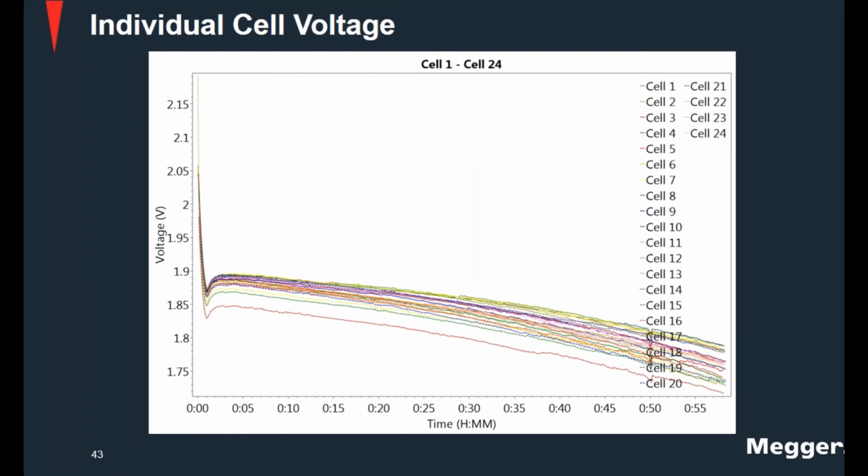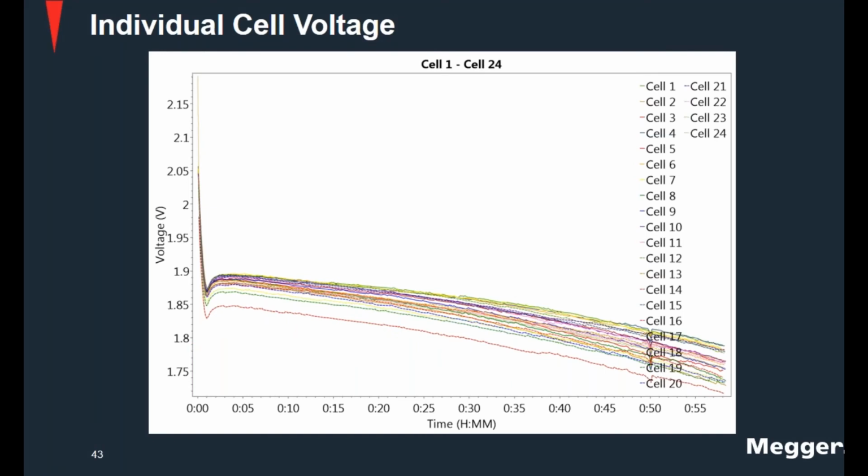So very easily here you can see that this cell, which I think is cell number 20, I don't remember, is probably not in a very good condition, and it reaches the lowest voltages faster than the other cells.